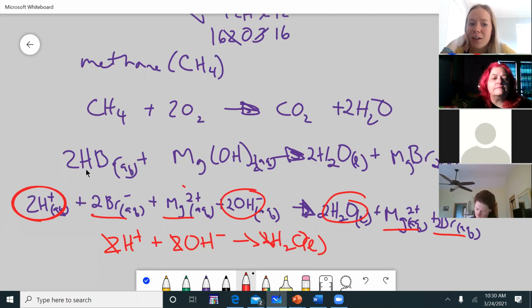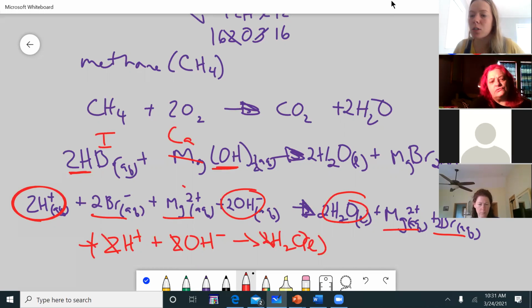So it doesn't really matter what this is and what this is, it will always end up giving you this as the net ionic. What if instead of Br, we did I, and instead of magnesium, we did calcium? Those are still going to be the spectators, and this will still end up being the net ionic at the end. Because these things are just delivering what's important, which is really the H and the OH in a neutralization reaction.